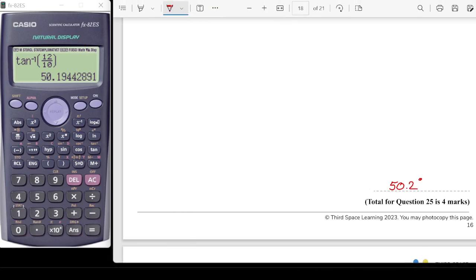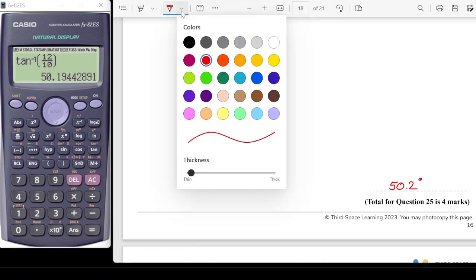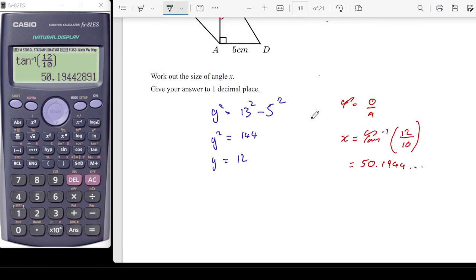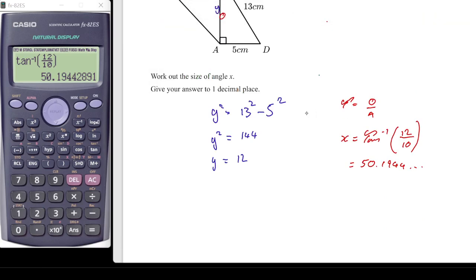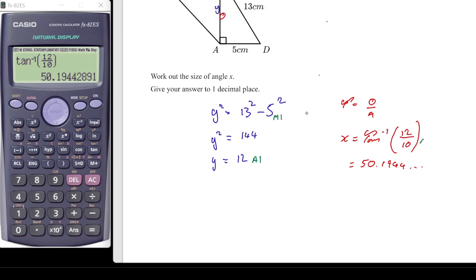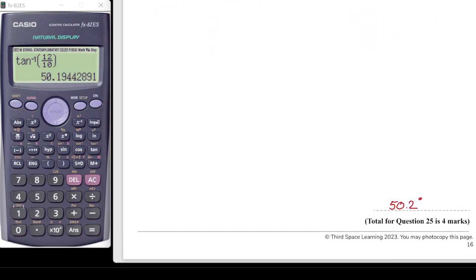Okay, right, so marks for that. And I'll use green. So we have got M1 for seen or implied using Pythagoras. So M1 there, and then an A1 for 12. And then an M1 for using tan, and then an A1 for my value.